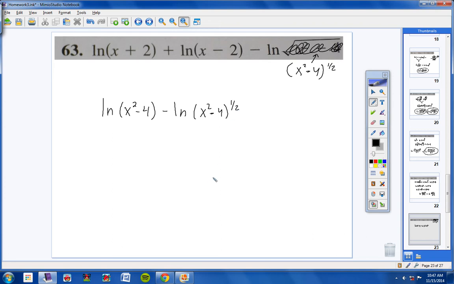Okay? Now next, we're subtracting two logarithms. So write your logarithm once, and your x squared minus 4 will go up top over x squared minus 4 to the 1/2. Now, guys, look, I'm looking right now in the back of the book, and I see what they have, and I understand it, okay?